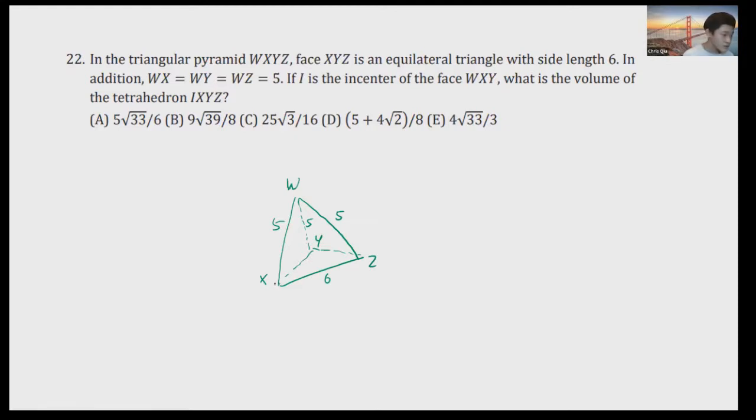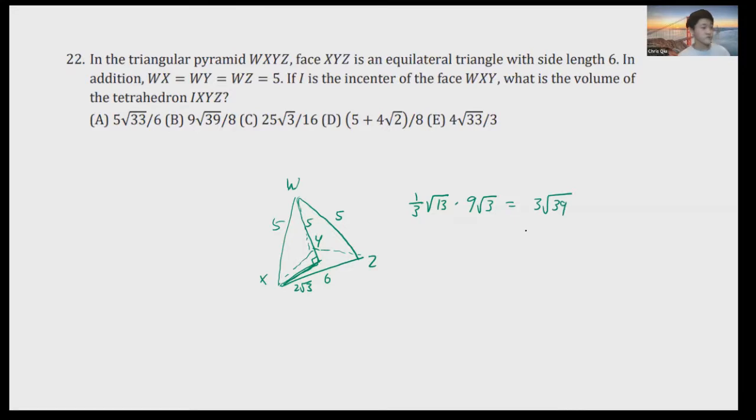And so one thing you could do is you can find the volume of tetrahedron WXYZ. You drop the height, and the foot of the height will be on the centroid, or rather the circumcenter of XYZ, which is an equilateral triangle. And so you can find that this length is equal to 2 root 3. And so our height is equal to root 13 by Pythagorean theorem. And so the volume of WXYZ will be 1 over 3 times root 13 times the area of the base, which is XYZ. And that's going to be equal to 9 root 3.